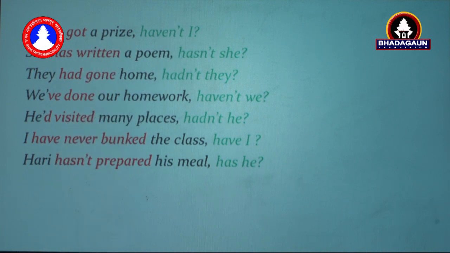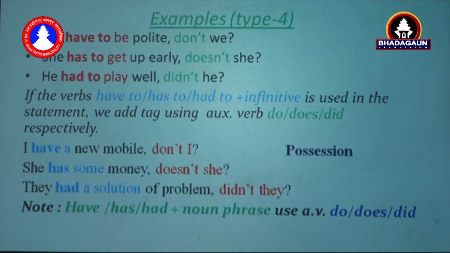So see the previous examples once again. Here there is no verb 3. I have is there, but no verb 3. Has is there, no verb 3. Had is there, but no verb 3. Instead of verb 3, a noun phrase is used. So if such types of examples are given, use do, does, did. Have, do; has, does; had, did.